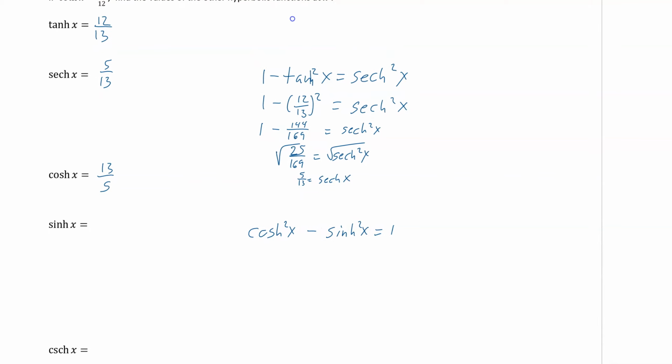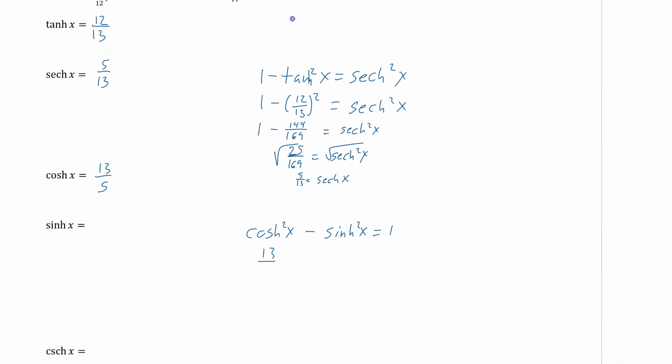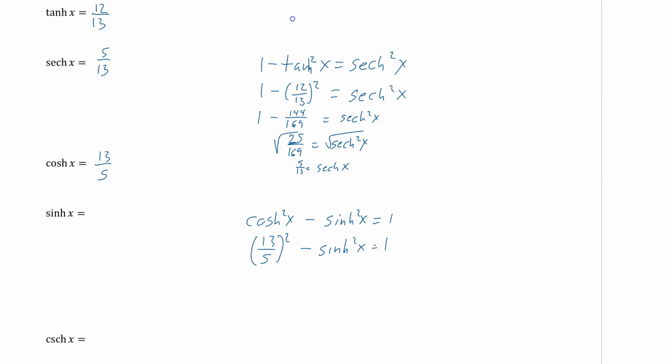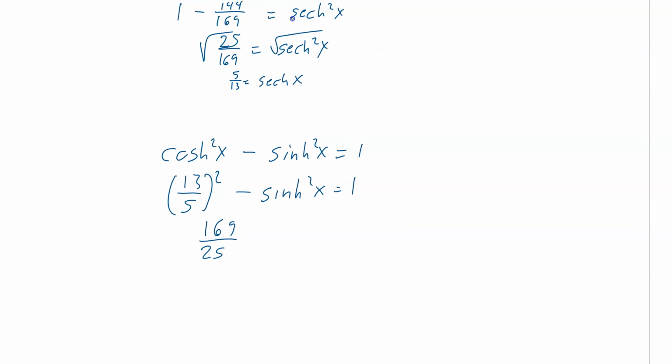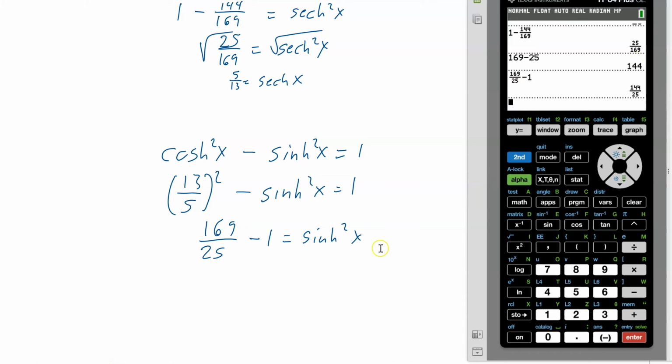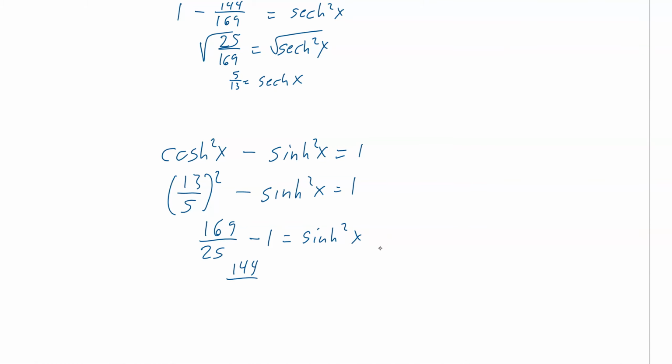Okay, so now I can plug in my hyperbolic cosine, which is 13 over 5. And now I'm just going to have to solve to find hyperbolic sine. So I'm going to do a quick little switch. This is 169 over 25, minus 1 equals the hyperbolic sine squared. So I just move that one over, move that one over. Same idea. It's just 169 minus 25, which we know is 144, or again, you can use your calculator to find it. So we get 144 over 25 is equal to our hyperbolic sine squared. That means our hyperbolic sine here is 12 over 5.